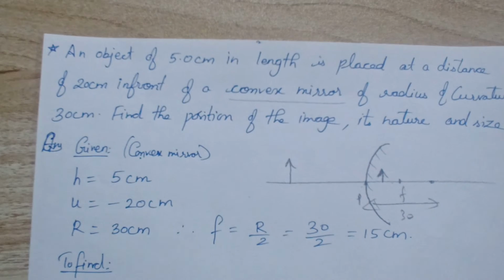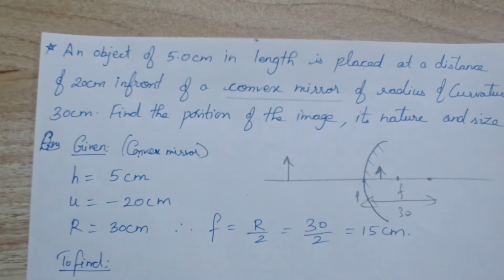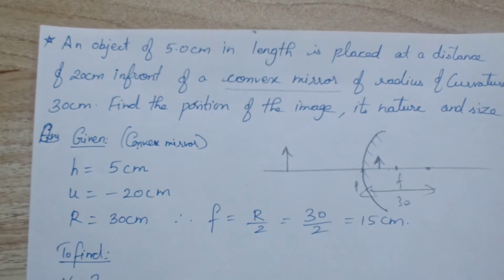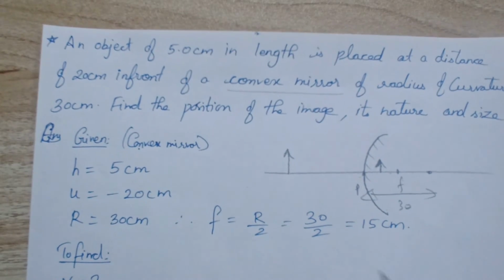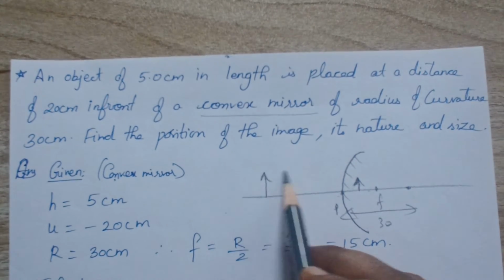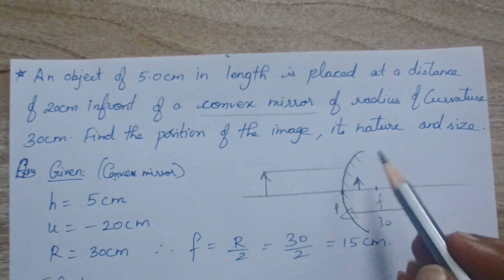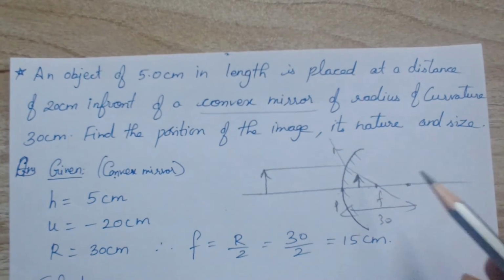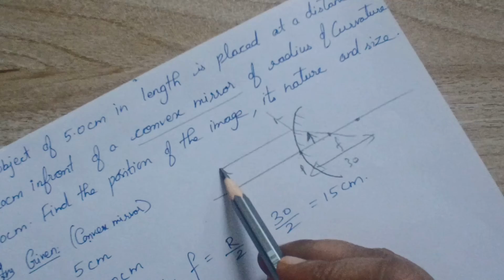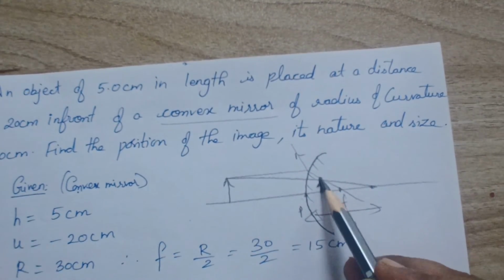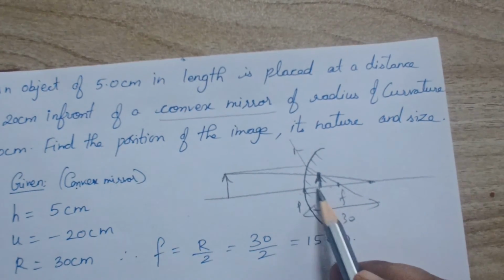We'll check and get the exact value of the height of the image and the size of the image using the formula. Even you can draw the ray diagram. It appears to converge through the focus, so it will reflect like this. Next, if another line passes through the center of the curvature, both the lines meet at this point. This is the image, and this is your v.